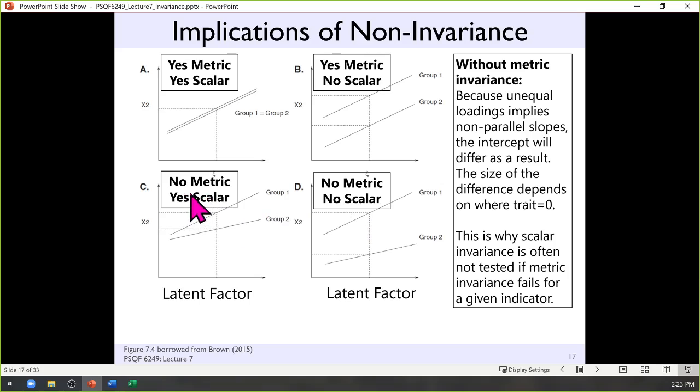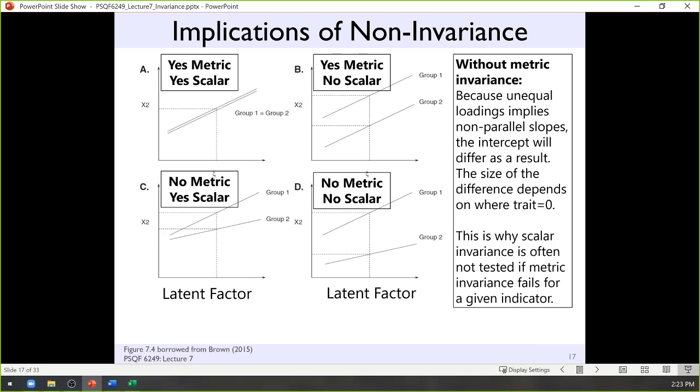Here in D is scalar invariance, because at the same level of the trait, so I wouldn't say this is yes scalar, it's like non-significantly different scalar. There's a little bit of a difference, but there's not a big one. But the slopes are not the same. So metric fails because the slopes are not the same. And in picture D, we can say that the slopes are not the same and there's a big difference in the intercept. So you can have some, neither, or both.